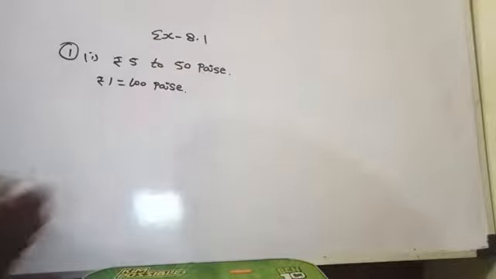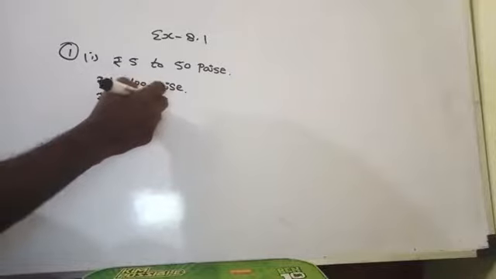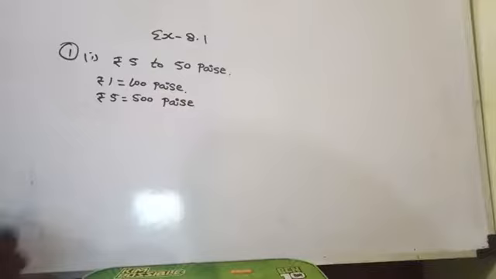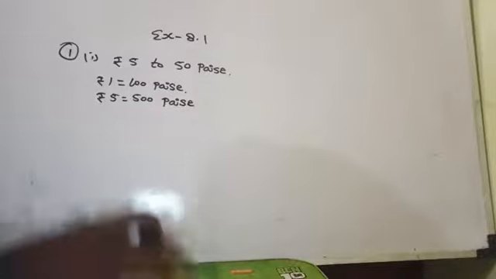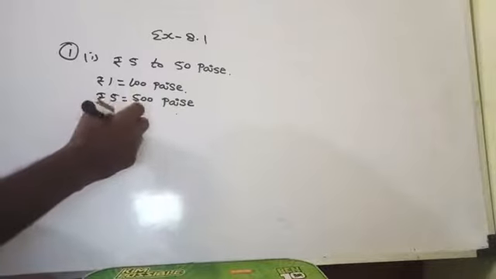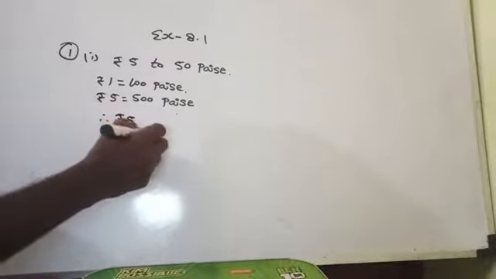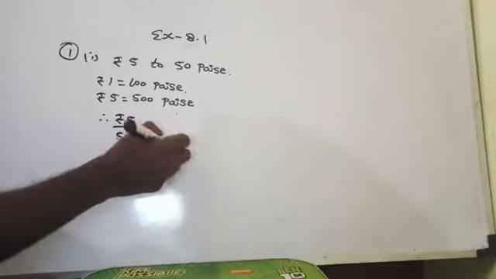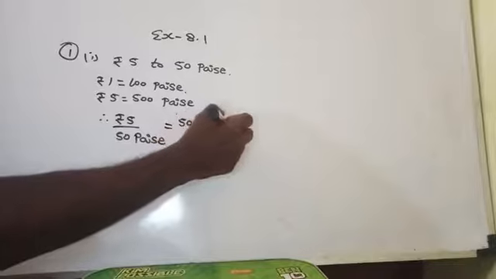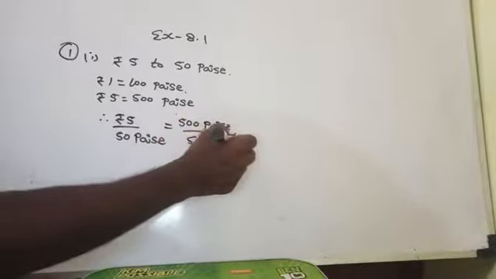Are you getting there? So therefore rupees 5 is equal to how much? 500 paise. Now we got the same unit. Here paise, here also paise. Therefore, rupees 5 to 50 paise can be written as 500 paise to 50 paise. Now you can compare.